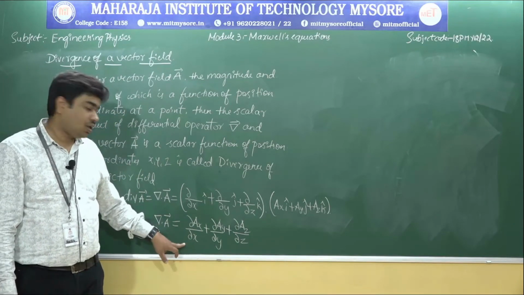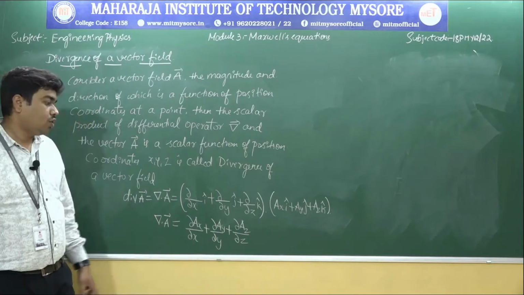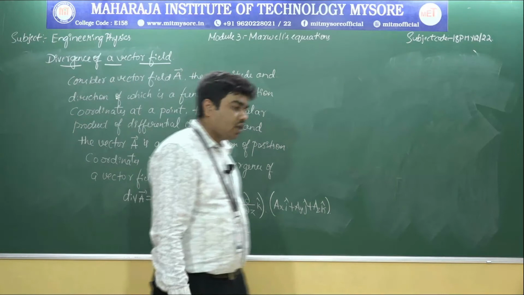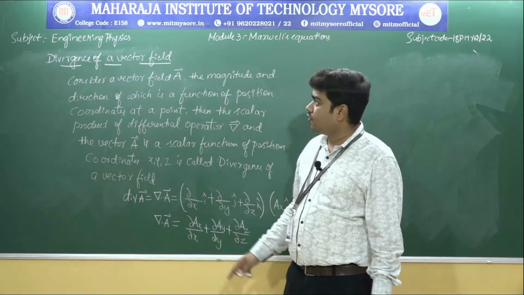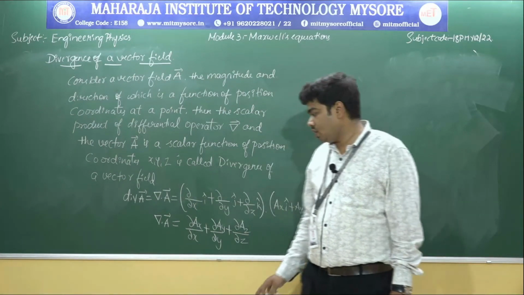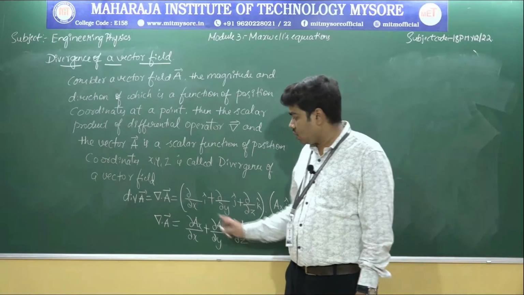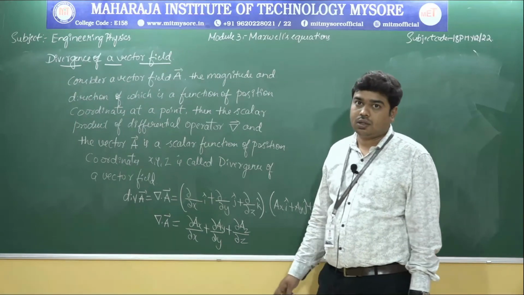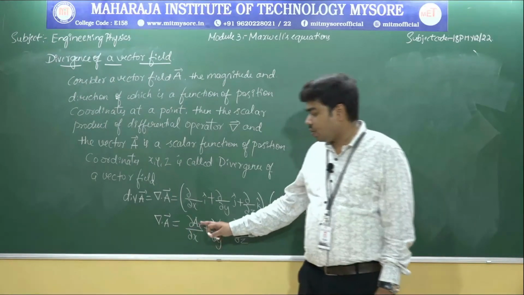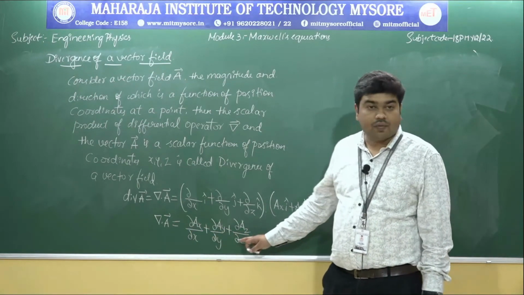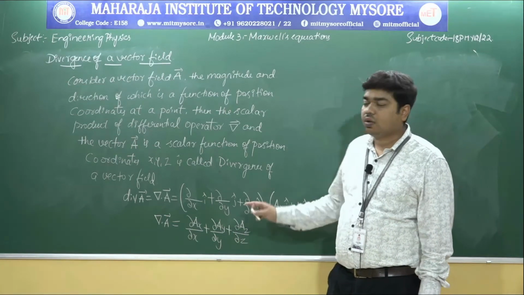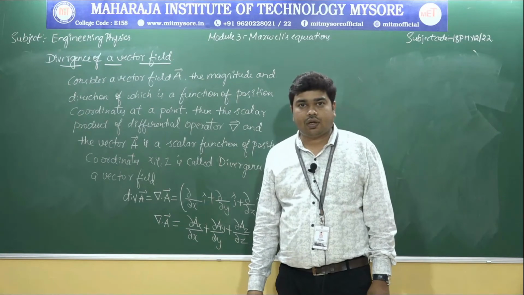As you can see, the resultant equation does not have any unit vectors along the x, y or z axis. Hence, we can say that if you consider the divergence of a vector field, the resultant will be a scalar quantity. So, del dot A is given by dou by dou x of ax plus dou by dou y of ay plus dou by dou z of az. So, this is what is meant by divergence of a vector field.